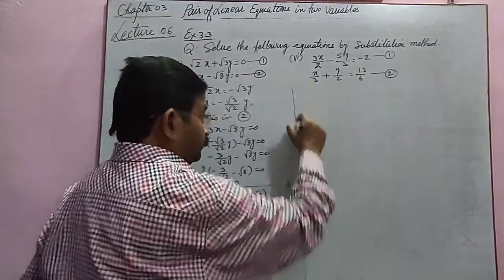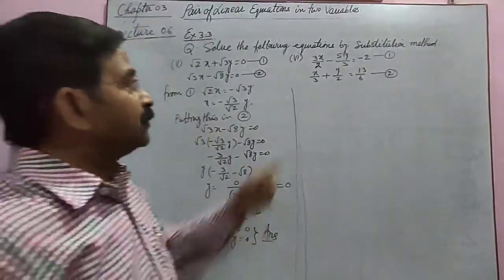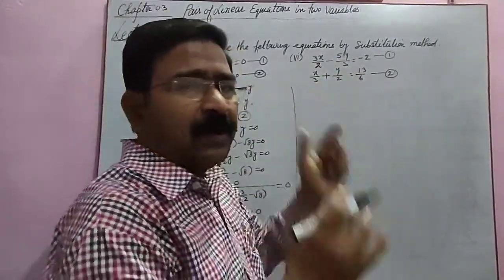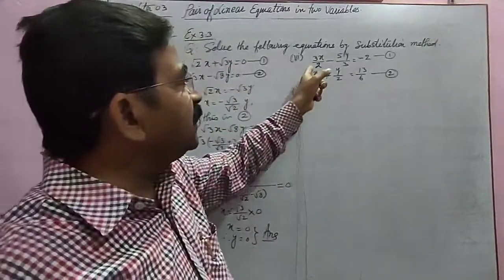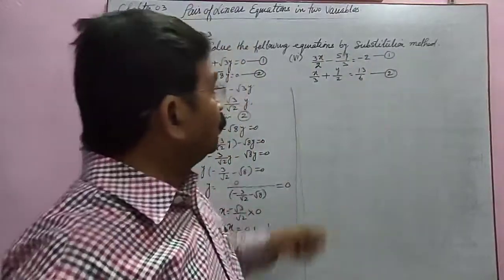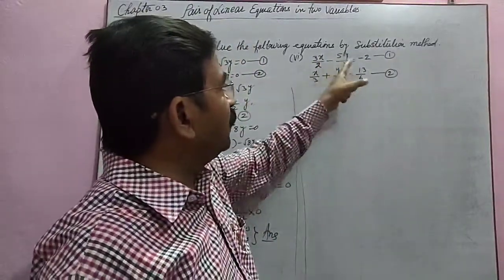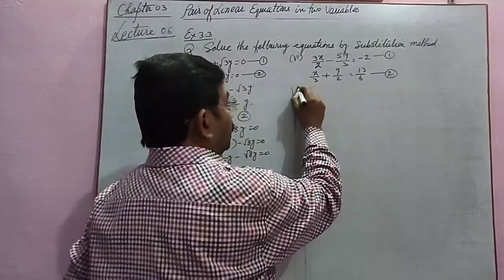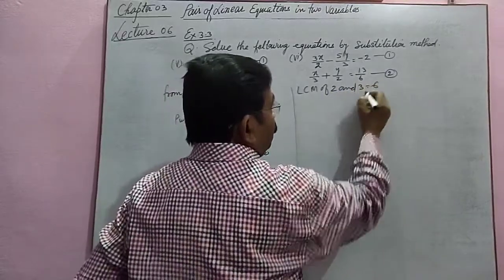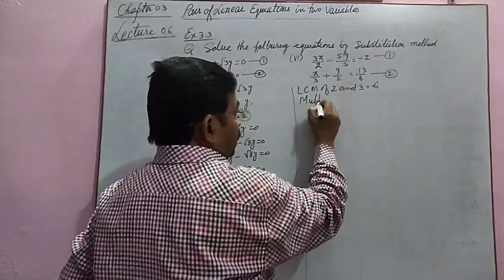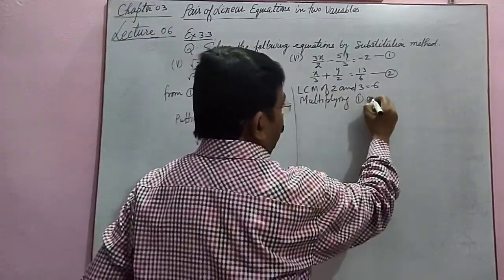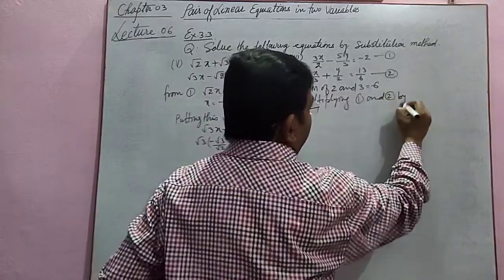Now let's see this part. First, you can solve this directly, or better you can change it into a simple equation. Whatever the LCM of the fractions is, multiply the whole equation by the LCM. So you see, in both the equations, the LCM of 2 and 3 is 6. So we show this LCM of 2 and 3 is equal to 6. We write like this: multiplying equation 1 and 2 by 6.